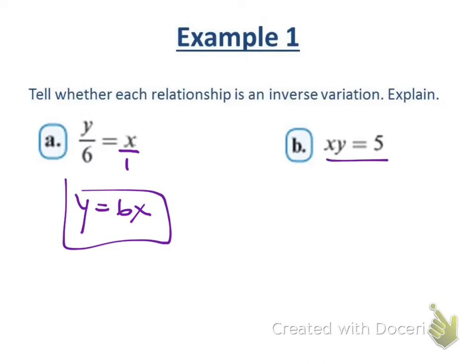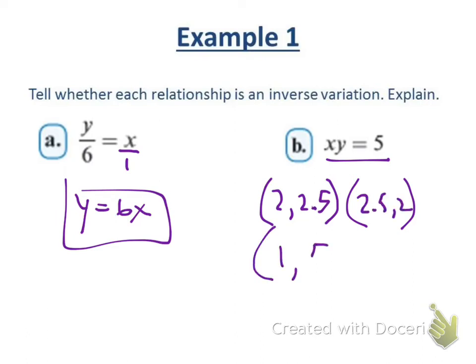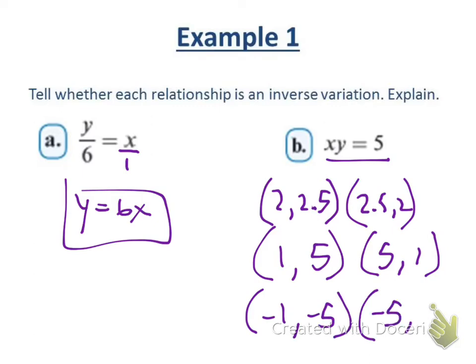All right. Is this an inverse variation? Letter B. Yes. x times y equals 5 is an inverse variation because x times y is the same thing every time. What are some solutions to it? 2 and 2.5. Very good. And 2.5 and 2. That's 1. 1 and 5. 5 and 1. Negative 1, negative 5. Negative 5, negative 1. Somebody said 1/2 and 10.